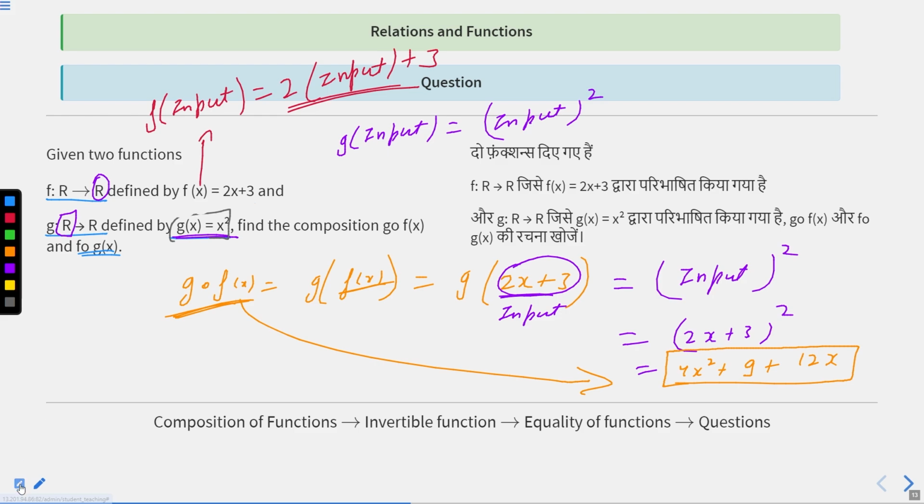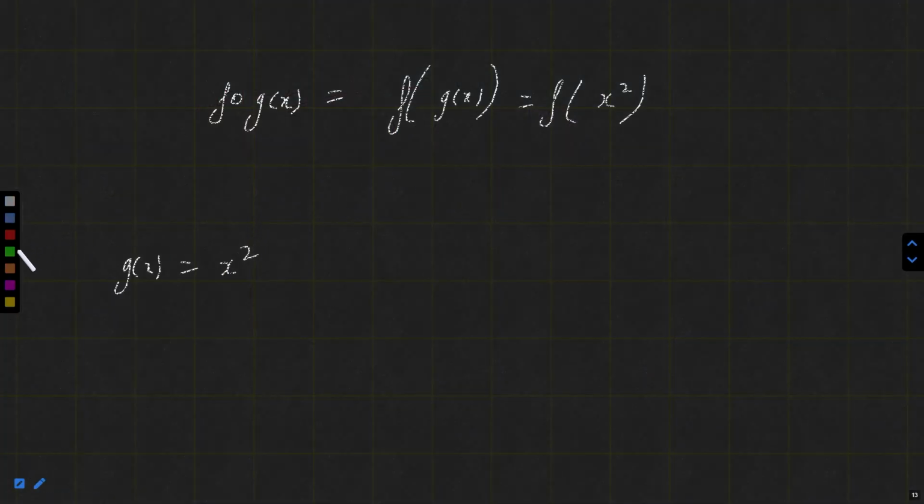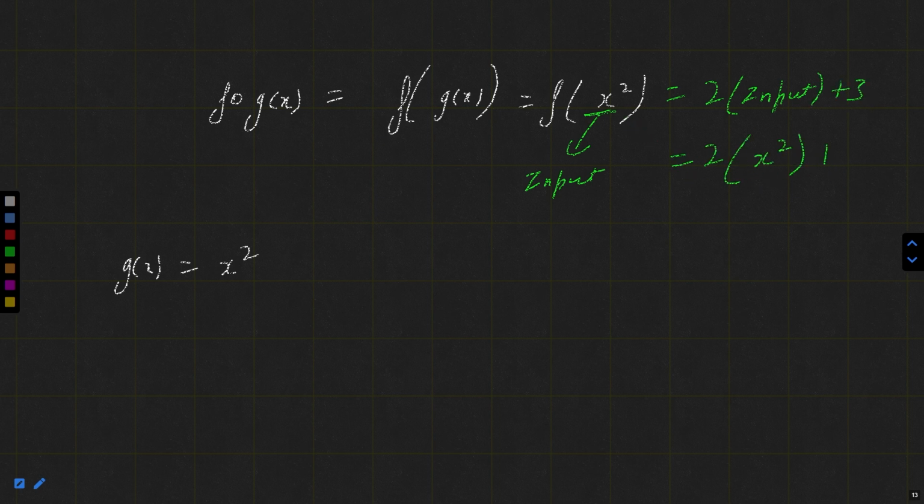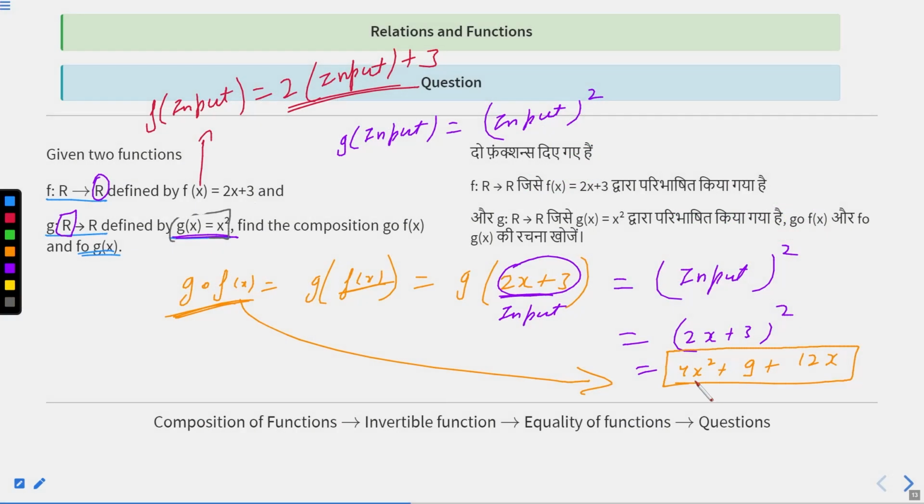So this means we will apply the same over here. So this is my input, and f is what? f is 2 times input plus 3. So 2 times input, x square, plus 3. Your final expression will be 2x square plus 3. Okay, I hope that you got the same expression as this. Okay, let's move to the next question.